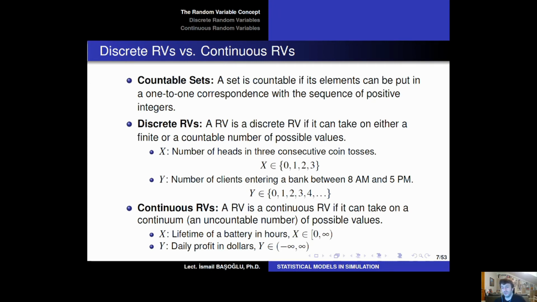Can you put an upper bound? Can you put a theoretical upper bound to that? I mean, can you just say no more than 100 clients can enter, or no more than 10,000 clients can enter that bank? Actually, it is impossible to say that because we do not know how many potential clients are there to enter the bank, and we do not know if some of them are not going to enter the bank later again on that day, right? So it is possible to have infinitely many clients enter that bank on that day.